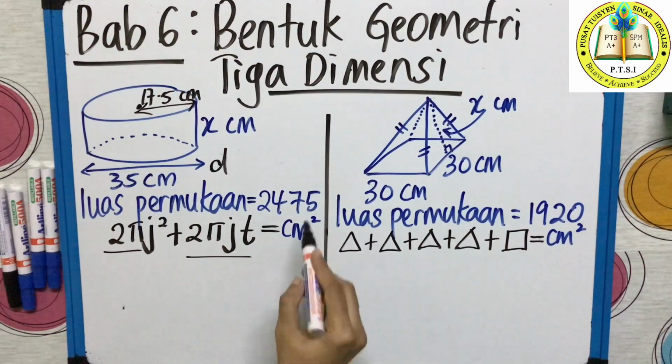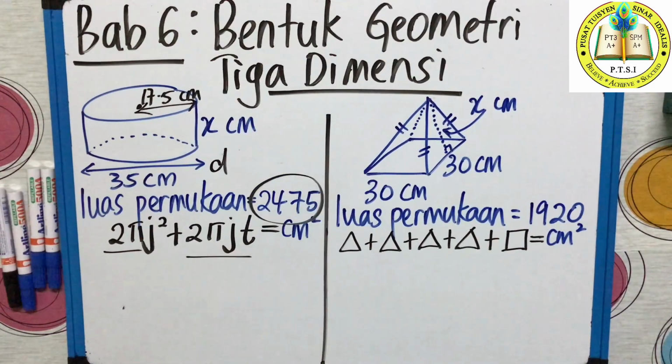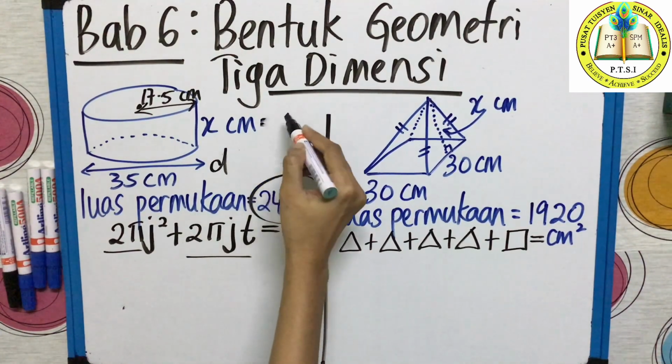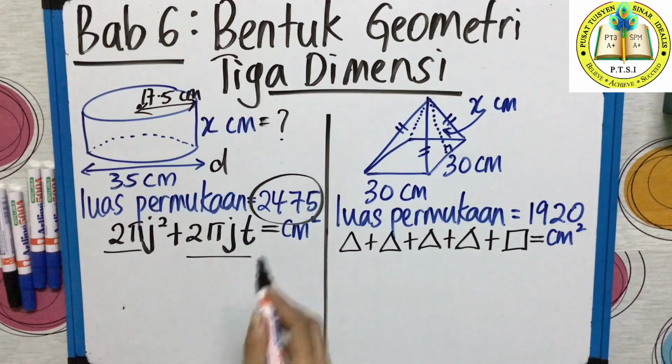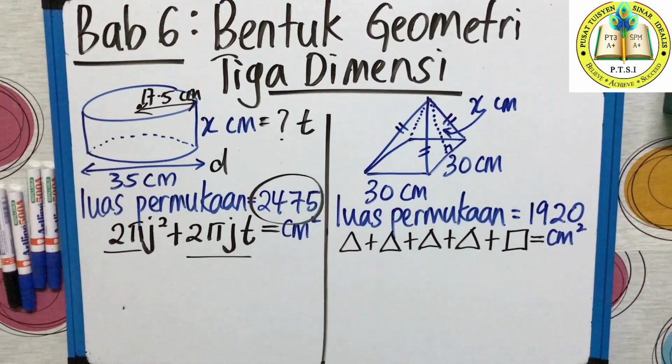So they already give you the answer, 2475. Ini bukan soalan secara terus. It's not a direct type of question, but they already give you the answer. Apa perlu kamu cari? You have to find the x. X adalah tinggi. So kamu perlu cari tinggi. This is not a direct type of question, but still it's very easy if you use this formula.